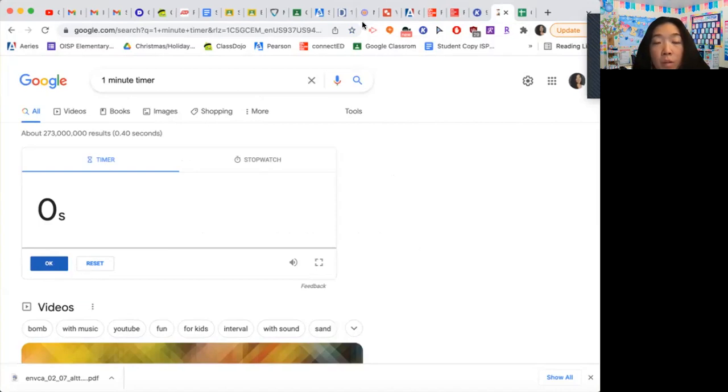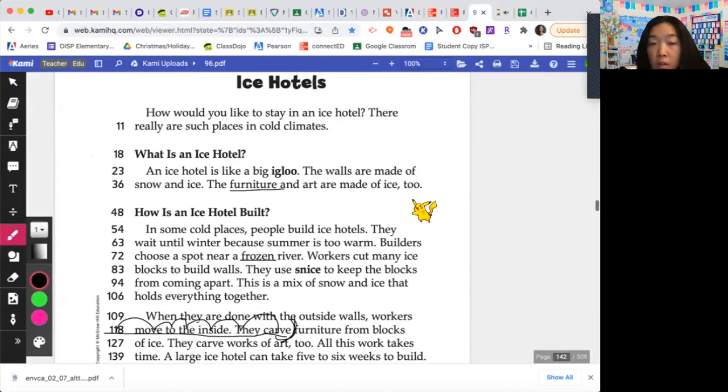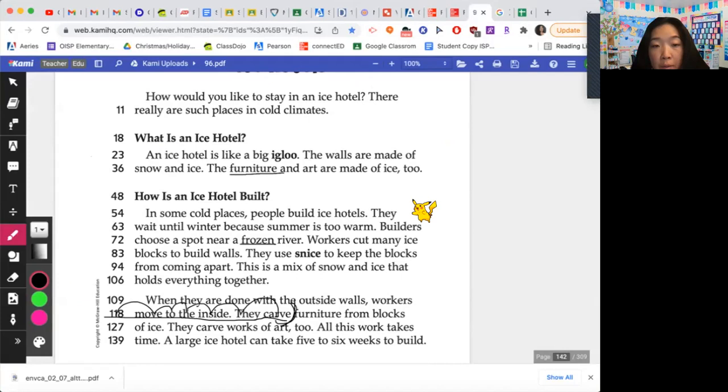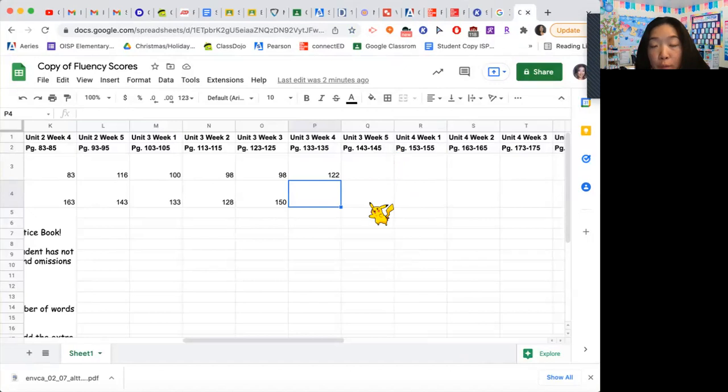Timer. All right. You guys are going to look at where you stopped reading, count how many words you read, and then put that score in your fluency scores. So go ahead and do that now. I'll give you guys 1 minute.